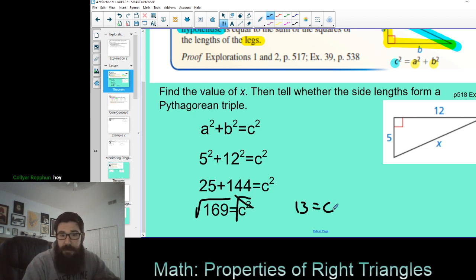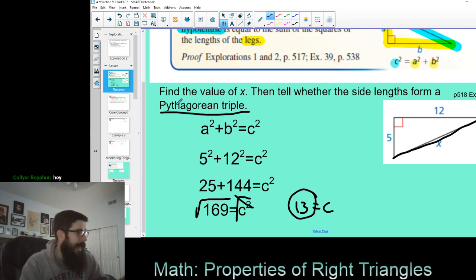So there's your value of X. In this case, I called it C because it stood for the hypotenuse, but it's still this same length right here. What's that guy going to be? There's your 13. Now it talks about a Pythagorean triple. Pythagorean is basically just a guy. Pythagoras was a Greek guy, a pretty famous mathematician who figured some of this stuff out.